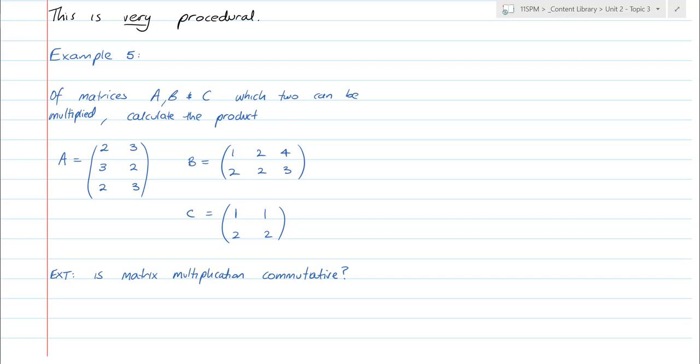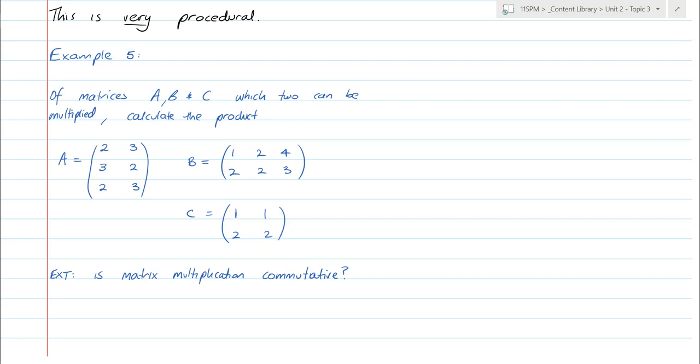A and B. Okay, so think about this. You're saying A and B. So are you saying A times B, or are you saying B times A? Hold on. A times B. A times B. Shall we do A times B and have a look? I want to get to the point where you're telling me what is important to make something multiplicable. So let's start with A times B.